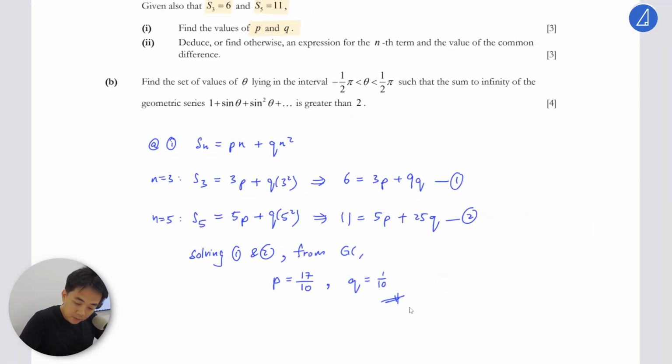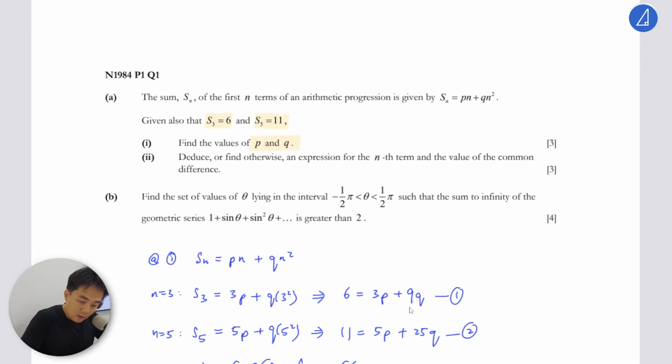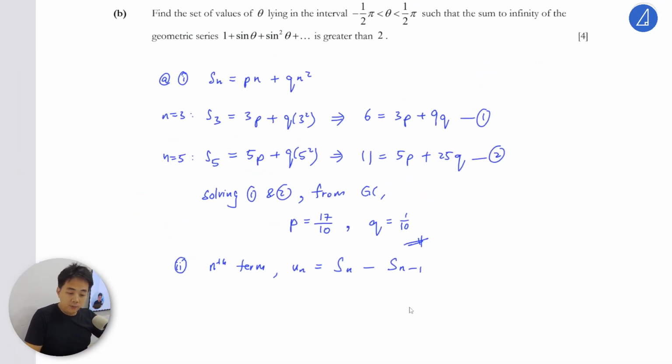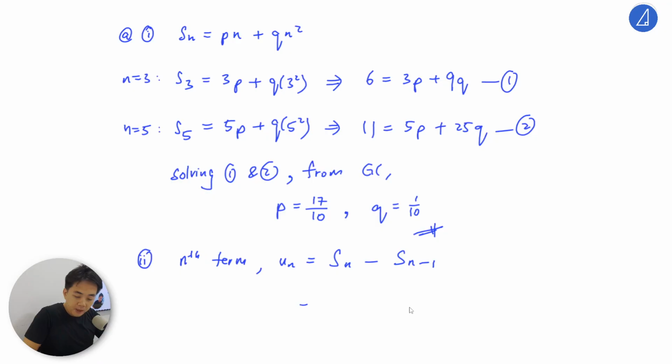Part 2. Deduce, or find otherwise, the expression of the nth term. The nth term Un is Sn minus Sn minus 1. Okay, then we're just going to use the formula. What I like to do is to just keep the P and the Q in first. I don't want to substitute the values 17 over 10 and 1 over 10 because it's going to be very, very messy. Okay, so I'm going to just do this, then just simplify this guy here.